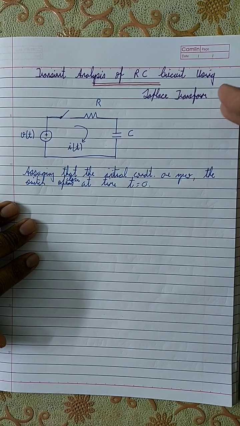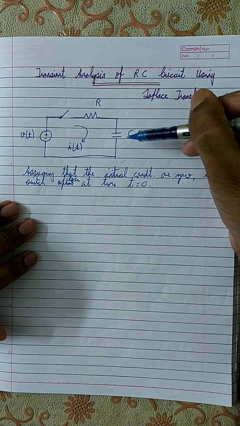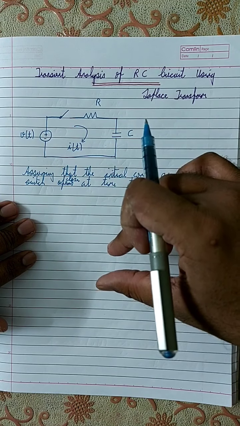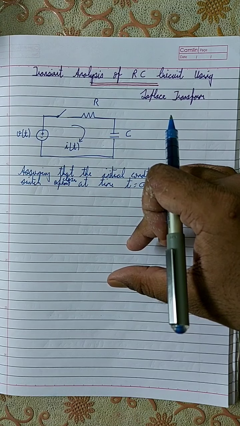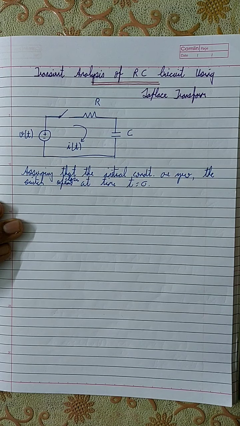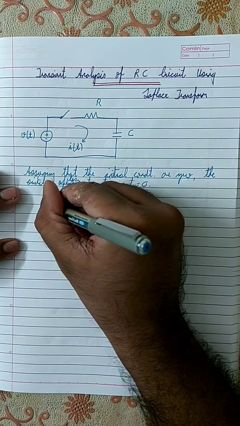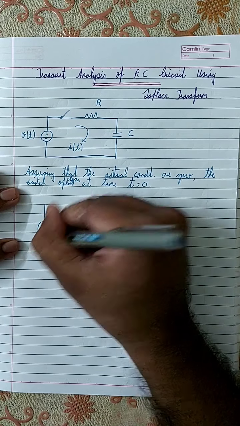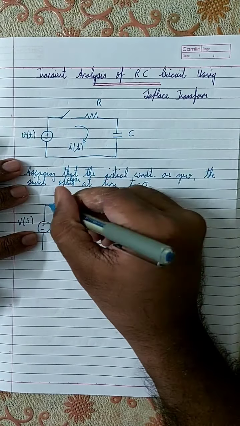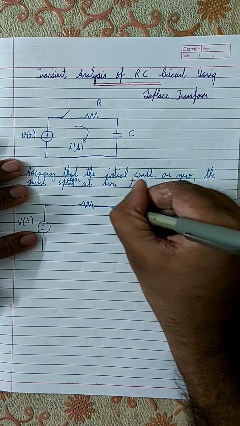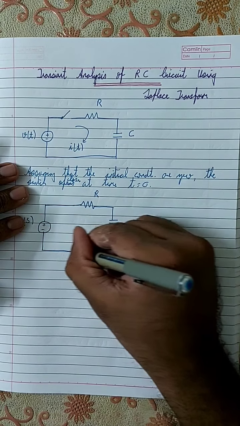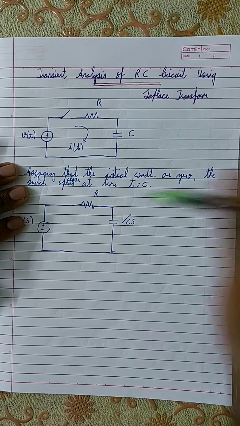Since the initial conditions are 0, we all know that the transformed impedance of a capacitor is an impedance having a value of 1 by Cs along with a positive voltage whose value is V of 0 by s. Right now, since the initial conditions are 0, the voltage will be 0. So we are left with a simple Laplace transform with a voltage source V of s, where V of s is the Laplace transform of V of t, and then the switch is closed, and there is a resistor. The Laplace transform of a resistor R is R itself, but the Laplace transform of a capacitor becomes an impedance whose value is 1 by Cs.